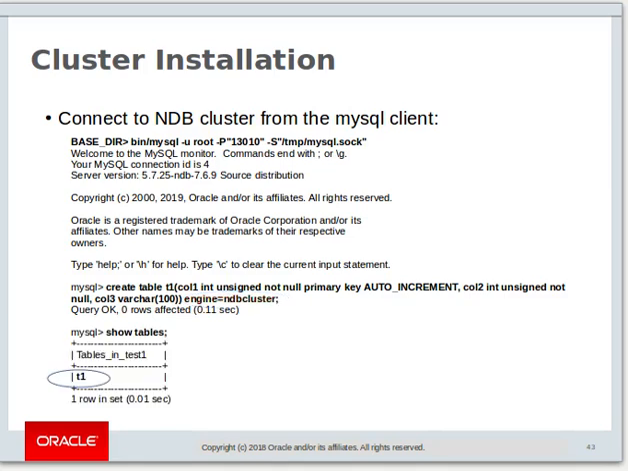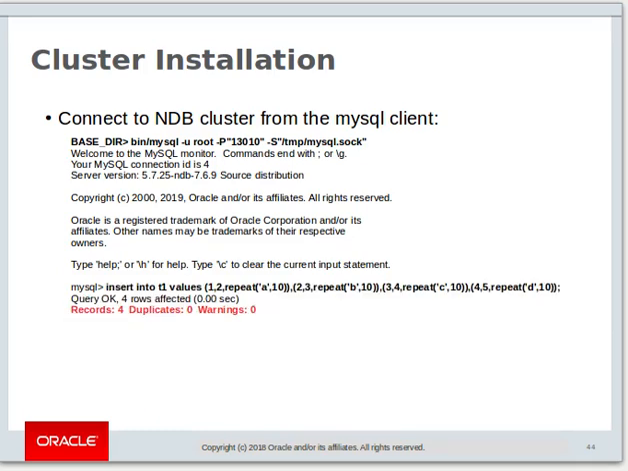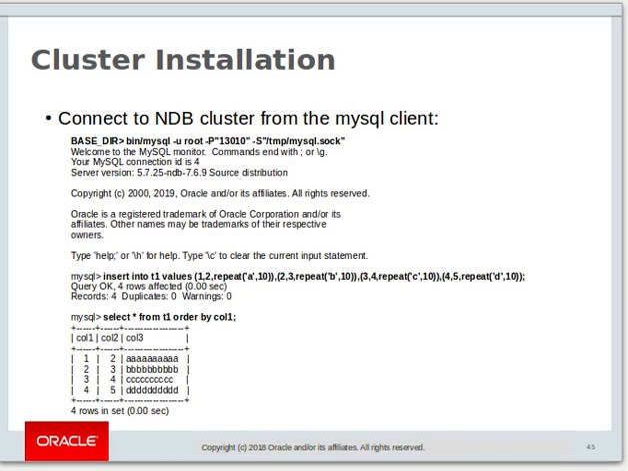Let's do a show tables to see the table is created. Now insert four records into the table T1. Now check how many rows table T1 has with the command select star from T1. You can see that four rows are created. So here we have successfully set up a larger NDB cluster and completed some transaction on it.